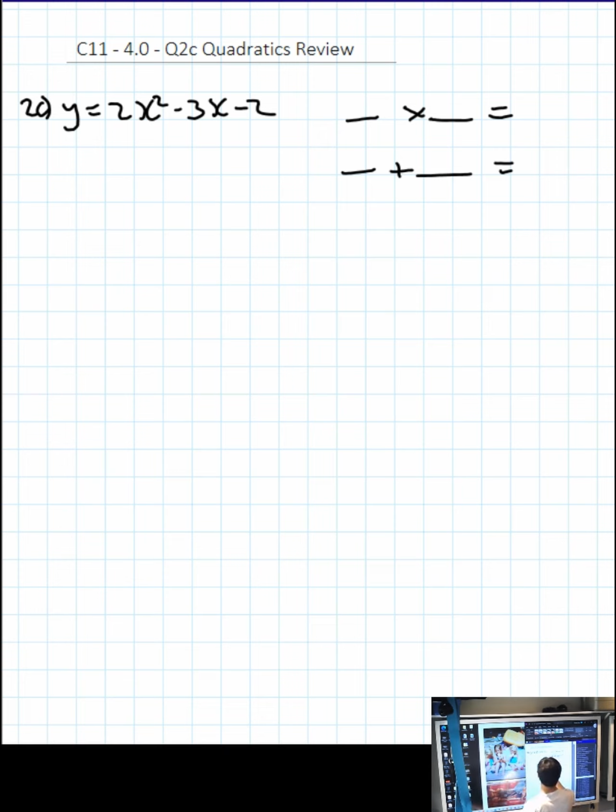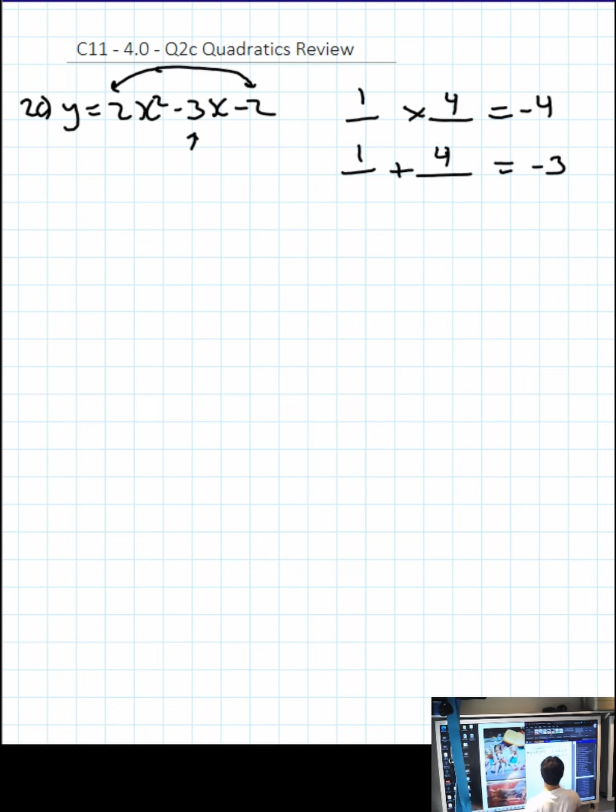So from the top, let's put an arrow from the 2 to the 2, the first number to the last number. Exactly. Good. And we're looking for two numbers that multiply to get negative 4. 2 times negative 2 is negative 4. And we're looking for two numbers that add to get the middle number, negative 3. So the numbers that multiply to get 4 and add to get 3 are 1 and 4 to begin. 1 and 4. Below, 1 and 4.